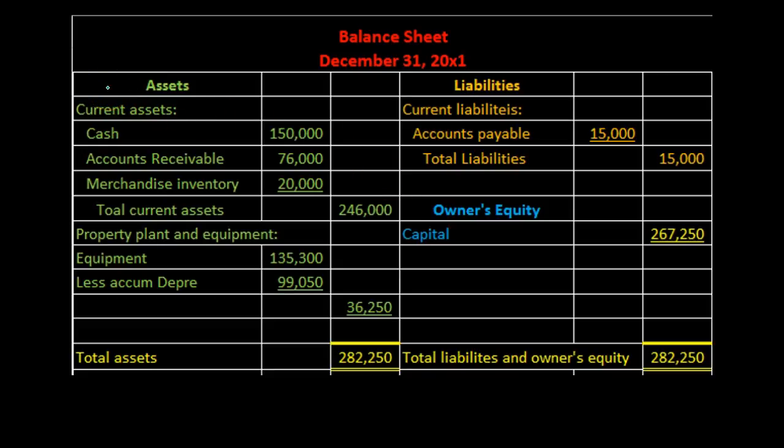assets on the left-hand side, and those are broken out between the current assets and the long-term or property, plant, and equipment in this case. Liabilities and equity on the right-hand side, liabilities broken out between current and long-term. We only have current in this case, meaning they're going to be due within a year.